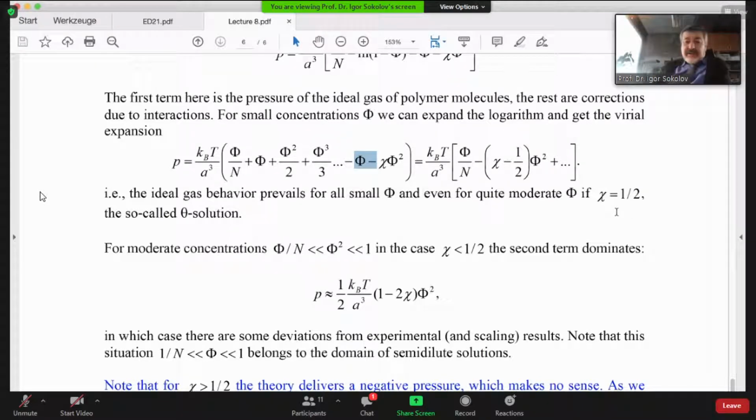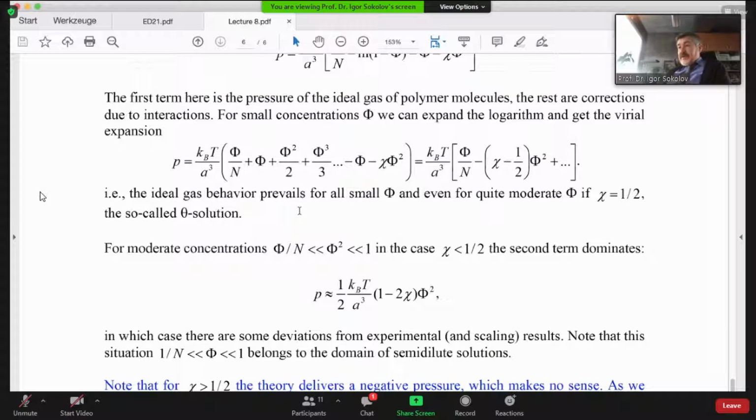And this is not very interesting now, but there is a specific situation, a very special situation, which is called theta solution. We will see why it is interesting. It's essentially a very distinguished situation.